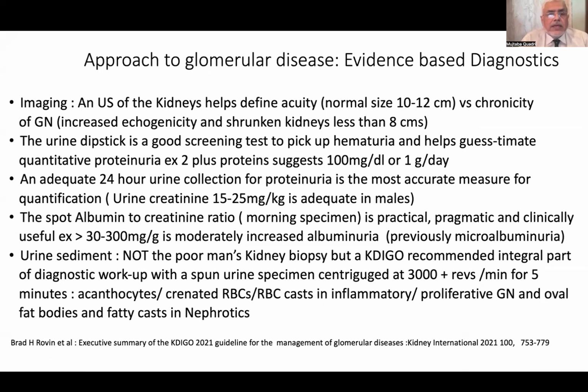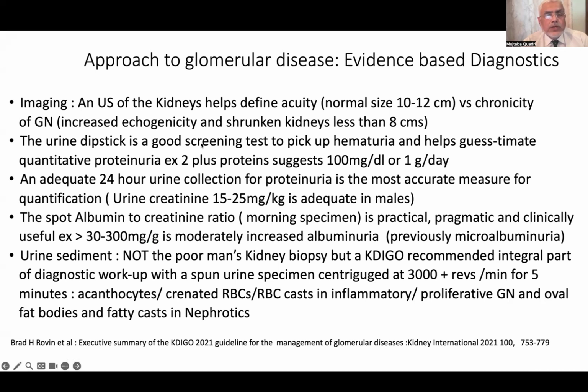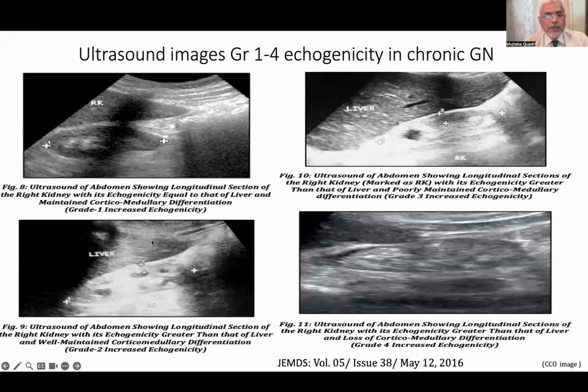When you're looking at imaging and ultrasound of the kidneys, it helps define acuity of the disease, with a normal size of 10 to 12 centimeters, but with chronic GN, it could be 8 centimeters or less, with increased echogenicity grades 3, 4 that we can subsequently look at in this particular slide. So the urine dipstick is a good screening test. We already mentioned the 24-hour urine collection for proteinuria would require urine creatinine simultaneously excreted of around 15 to 25 milligrams per kilogram in males and 10 to 20 milligrams per kilogram in females. The spot urine albumin to creatinine ratio is practical, pragmatic, and clinically useful.